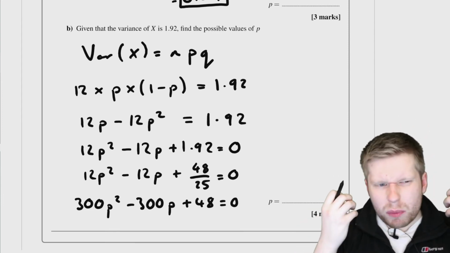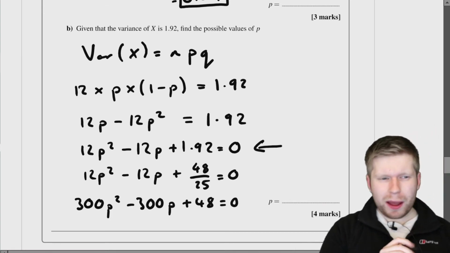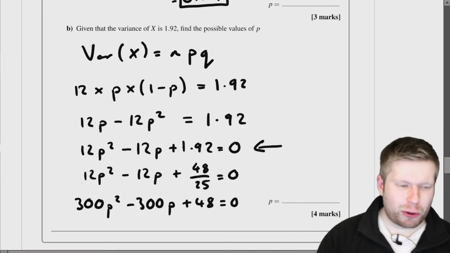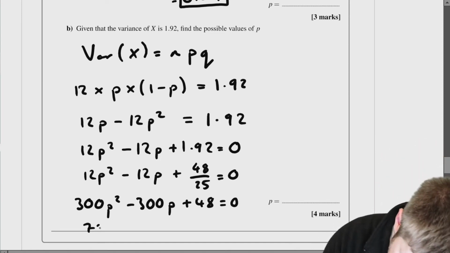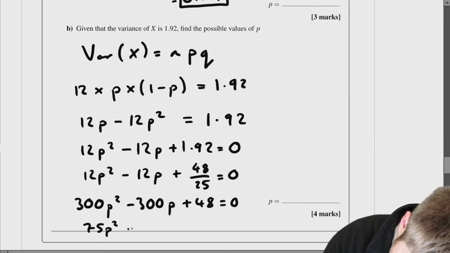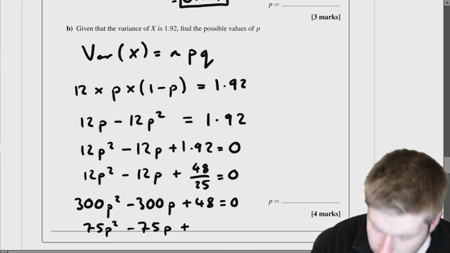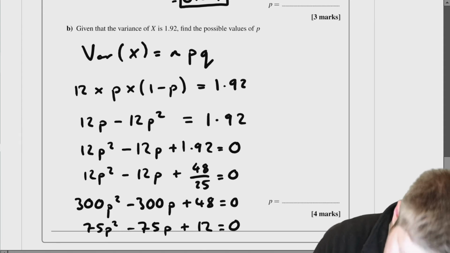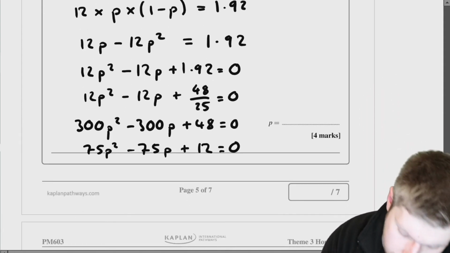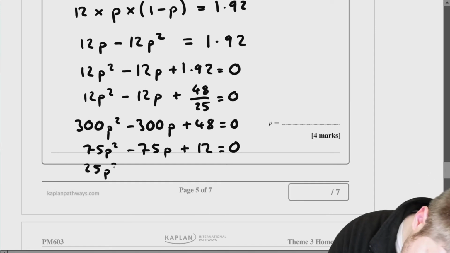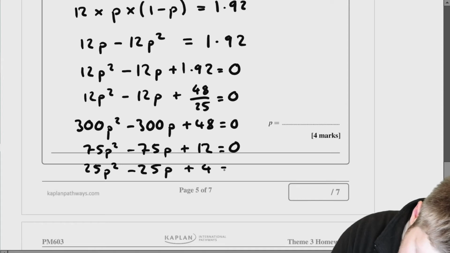Effectively what I'm doing is working with a quadratic. You could absolutely just work here and stick it straight in the quadratic formula, but I'm trying to avoid using the quadratic formula just to show you, okay? So let's divide everything by 4, so I get 75p squared minus 75p plus, right, 48 divided by 4, that's 12, isn't it? Equals 0, okay? And actually I could also divide by 3, couldn't I here? So I could go 25p squared minus 25p plus 4 equals 0.